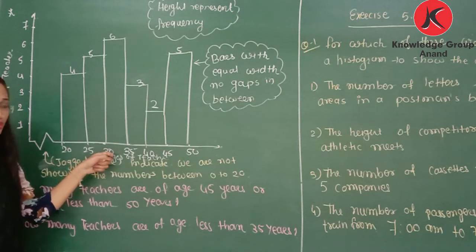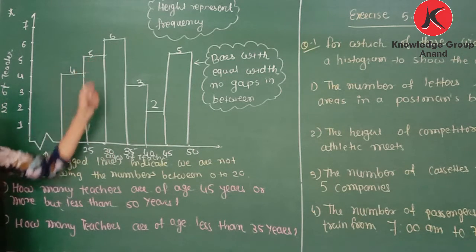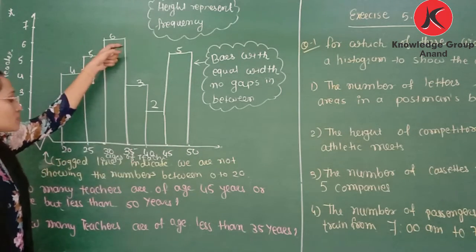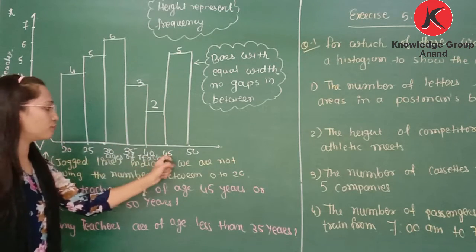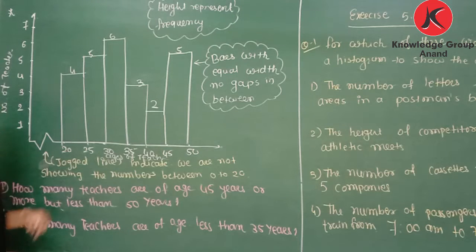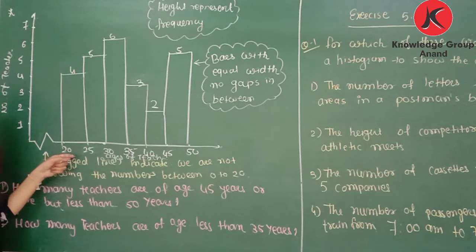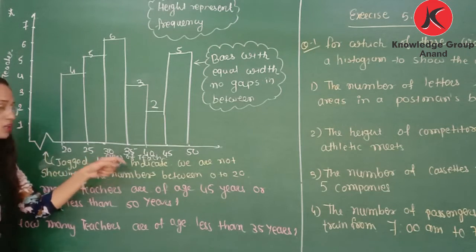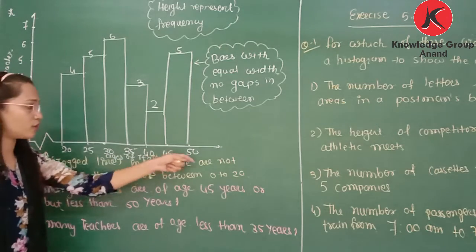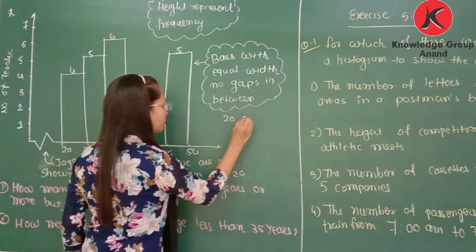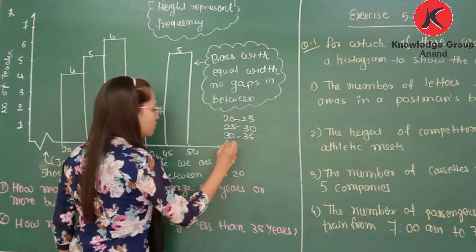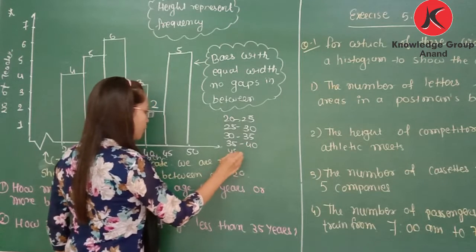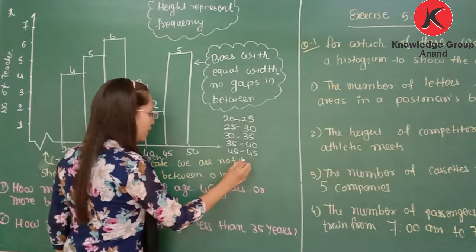Now between 25 to 30, how many teachers? 5. Between 30 to 35, there are 6 teachers. 35 to 40, there are 3 teachers, and 40 to 45, 2, and 45 to 50, there are 5 teachers. So here the information in groups of ages is given. Groups start from 20 to 25, now 25 to 30, 30 to 35, 35 to 40, 40 to 45, and 45 to 50.